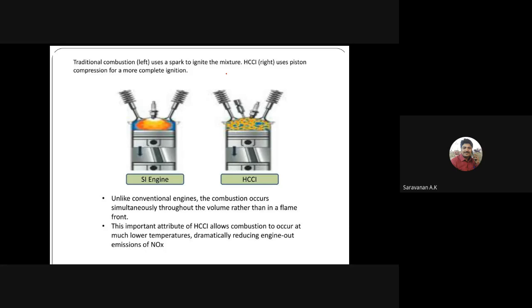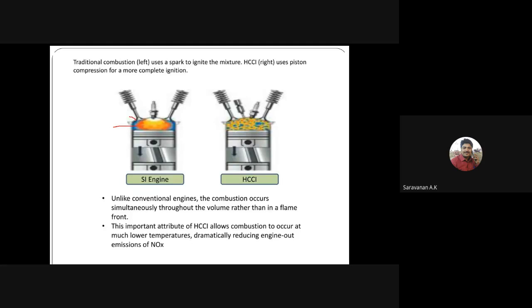So what is auto ignition? Anyone? Auto ignition, what is that? பெட்ரோல் தானா இக்னிட் ஆகுது, என்னப்பா? பெட்ரோல் தானா இக்னிட் ஆகுது, right? So the fuel gets ignited automatically, right? So for SI engines, how will the fuel ignite in SI engines? You can see here, right?